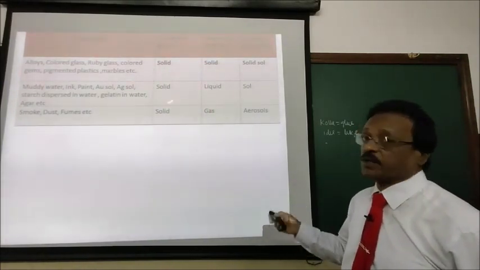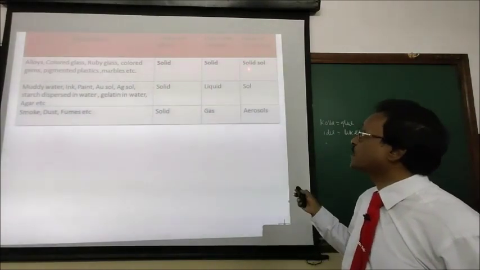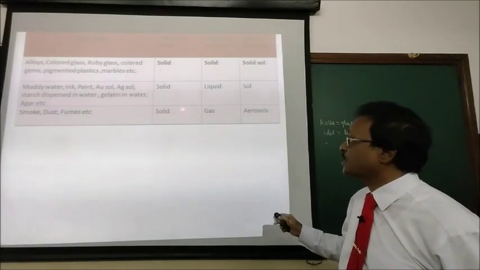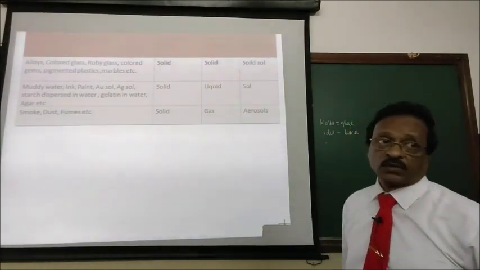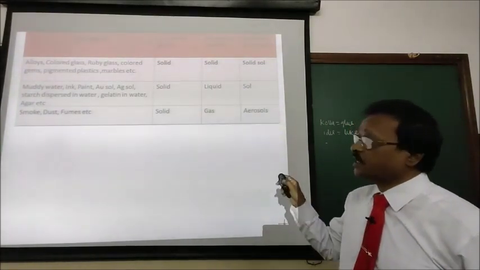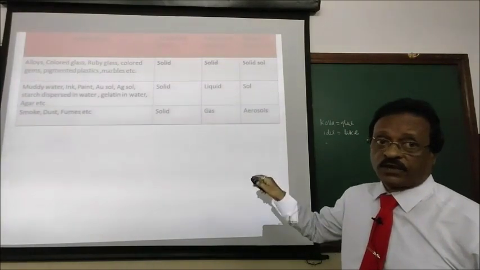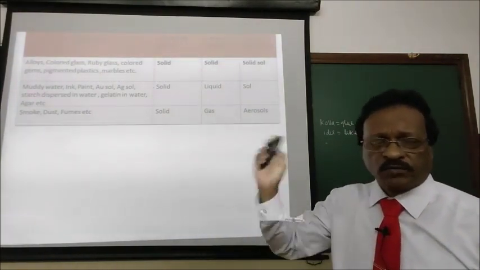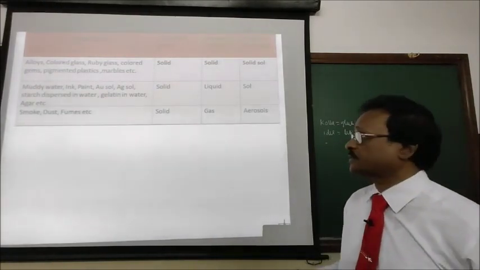All three cases are possible. So this is called a solid sol. Solid dispersed in solid is a solid sol, and solid dispersed in gas is called an aerosol. Based on the physical state of the dispersed phase and dispersion medium, we give a large number of examples. These are very common questions in most national level competitive examinations.